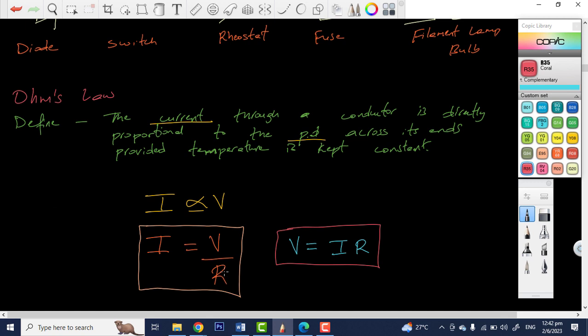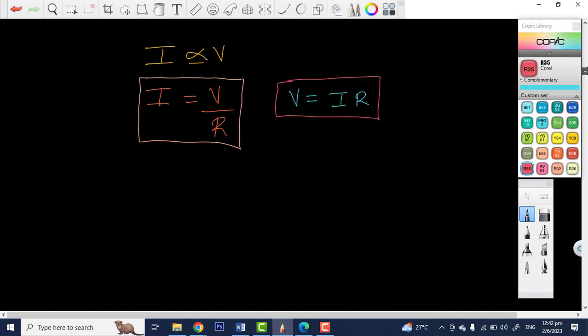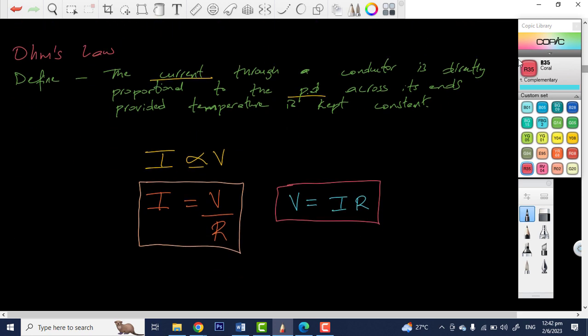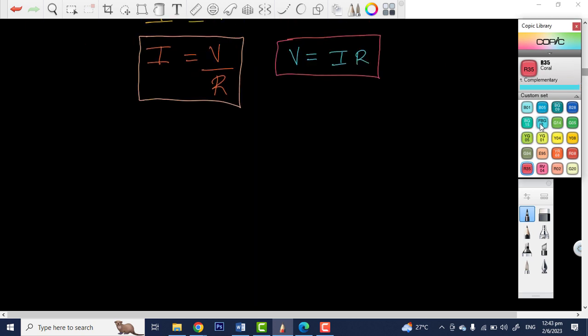I is equal to V over R, or I prefer to write it this way because I tend to remember it better: V is equal to IR, because I just remember V-I-R. So we need to know this little expression from Ohm's law: V equals IR, or I is equal to V over R. Again, we're going to touch questions where we talk about these things, so I'm just quickly going through.